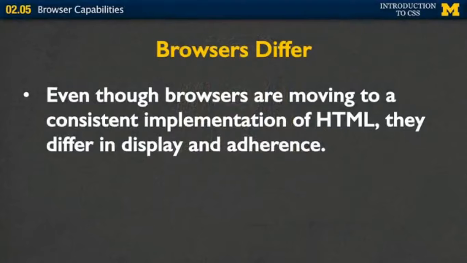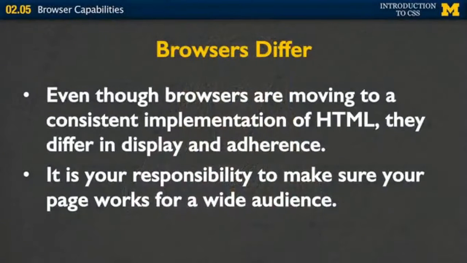So even though HTML5 has really been pushing the browser developers to all come to this consistent implementation, they really differ in display and adherence to the new tags that are coming out. And as browsers update and change and new browsers come out, you're going to have to keep in mind that not everybody is looking at your page the same way that you are. So it's your responsibility to make sure that your page works for a wide audience. And while we've been talking a lot about accessibility and different ways to access the web, it even comes down to the most basic browser implementations.